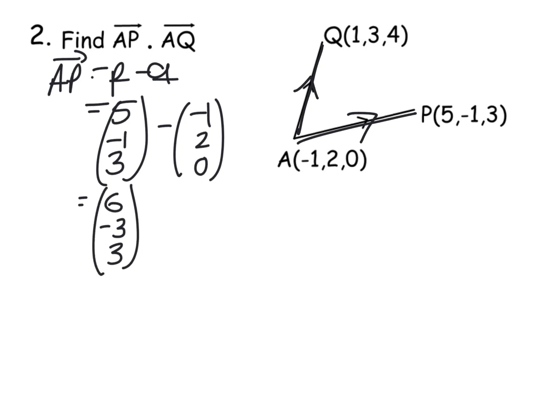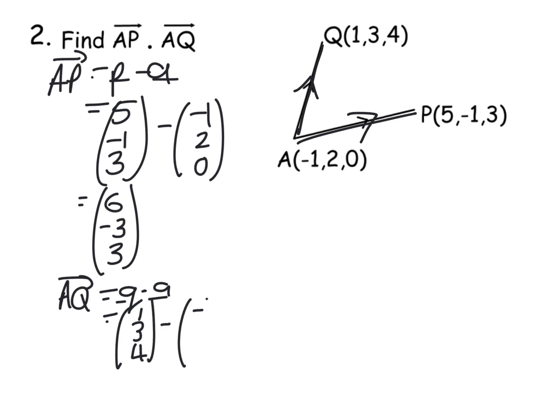I'm going to do the same and get AQ now. So AQ will be q minus a, which will be 1, 3, 4, take away minus 1, 2, 0. I don't have enough room, so I'm going to come left this time. 1 minus minus 1 is 1 add 1, so 2. 3 take away 2 is 1. 4 take away 0 is 4.